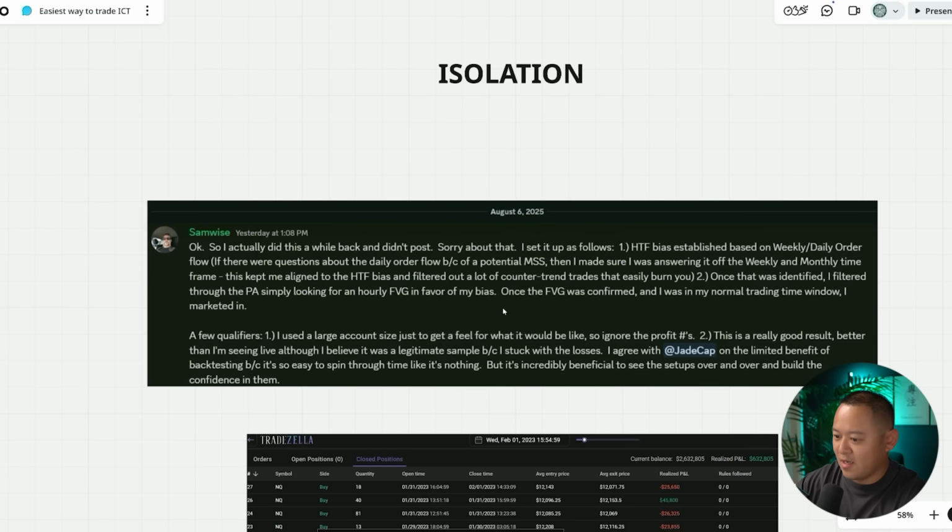So if I'm bullish, I'm only looking for bullish fair value gaps. Okay, so write that down. If I'm bullish on the week, I am only looking for bullish fair value gaps. If a bearish fair value gap appears, I typically won't trade it. Once the fair value gap was confirmed, I was in my normal trading time window. I marked it in.